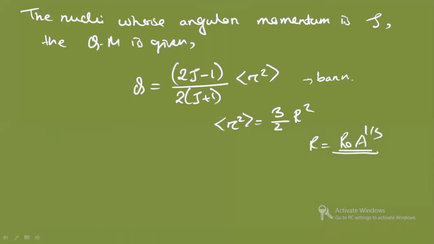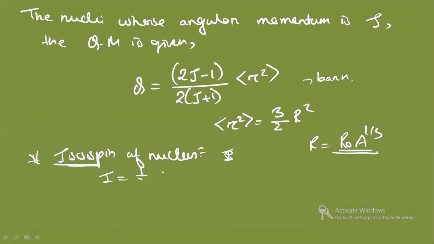And lastly, one more thing I would like to say for the isospin. This is also a note that you need to remember. For the isospin of nucleus, we know the isospin I is equals to half of Z minus N. This is the number of protons, this is the number of neutrons, and the condition to possess quadrupole moment is what?